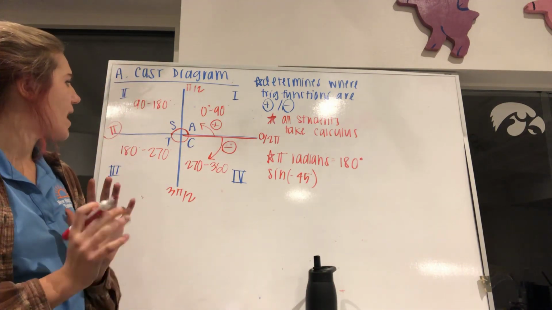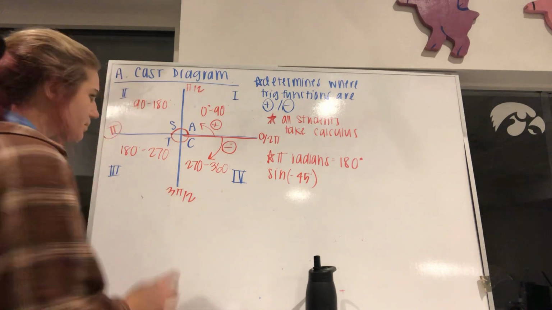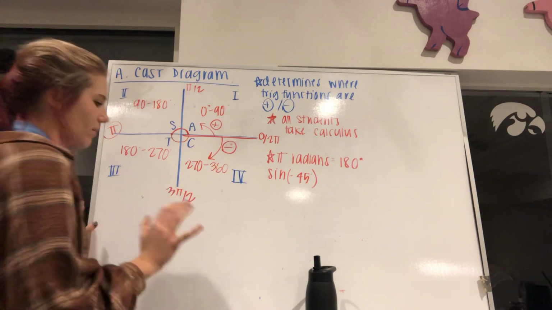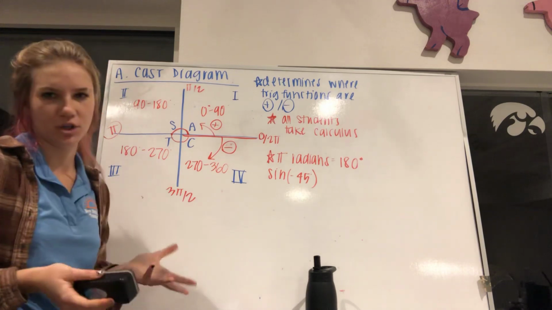So yeah, that is a CAST diagram in and of itself explained. I'm going to erase a couple things just to make it a little bit more clear to see, and then we're going to talk about how trig functions relate to this.